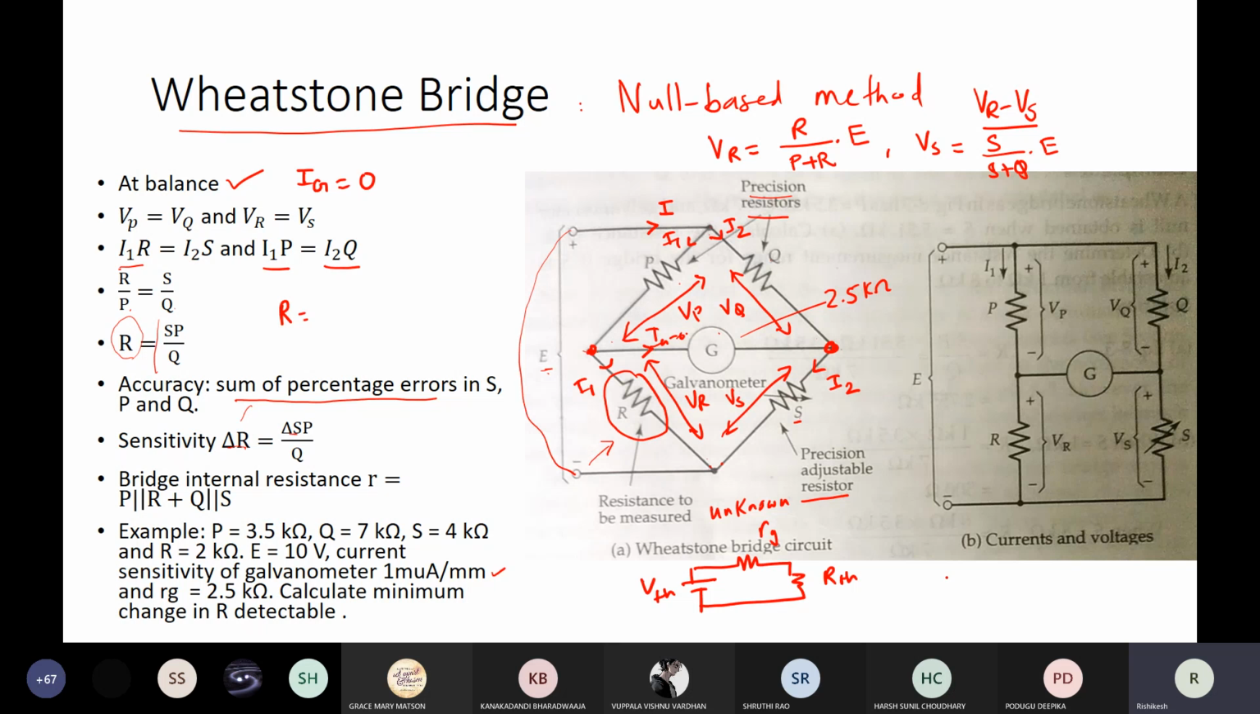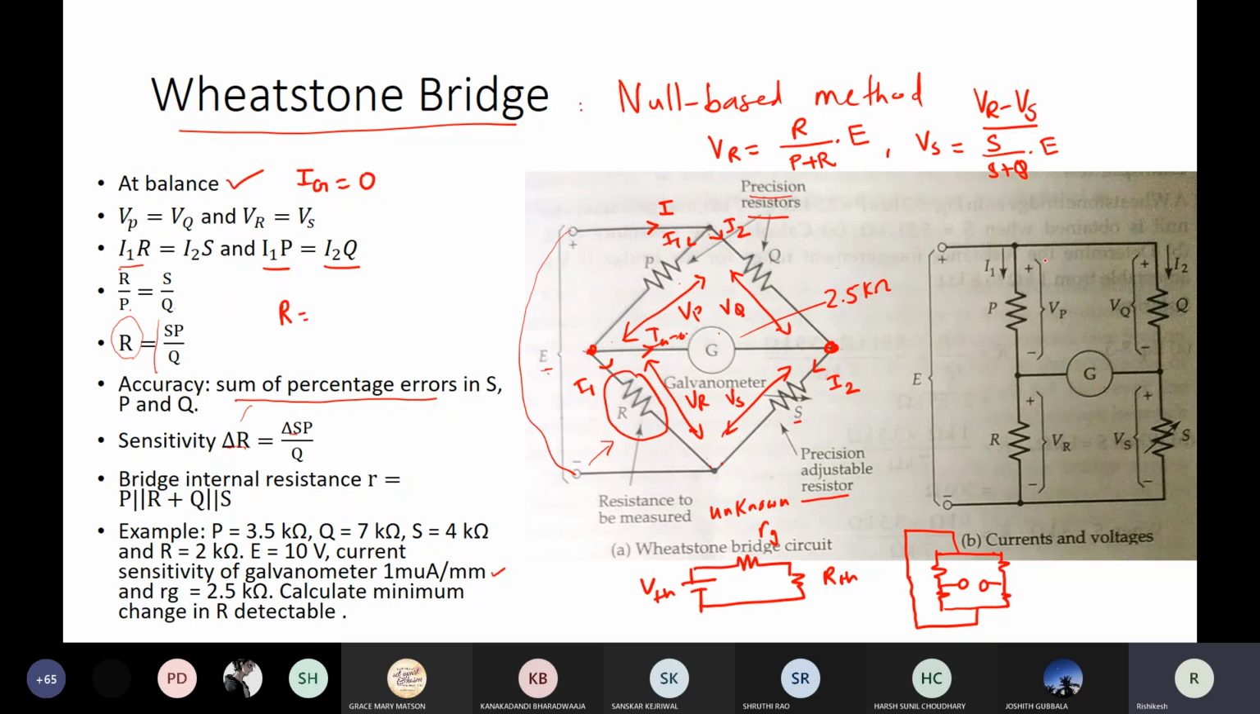So if I draw the circuit, it becomes like this. So 3.67 kilo ohm. No. Tell me in terms of P, Q, R and S. Q parallel S plus R parallel P. P parallel R plus Q parallel S, right?